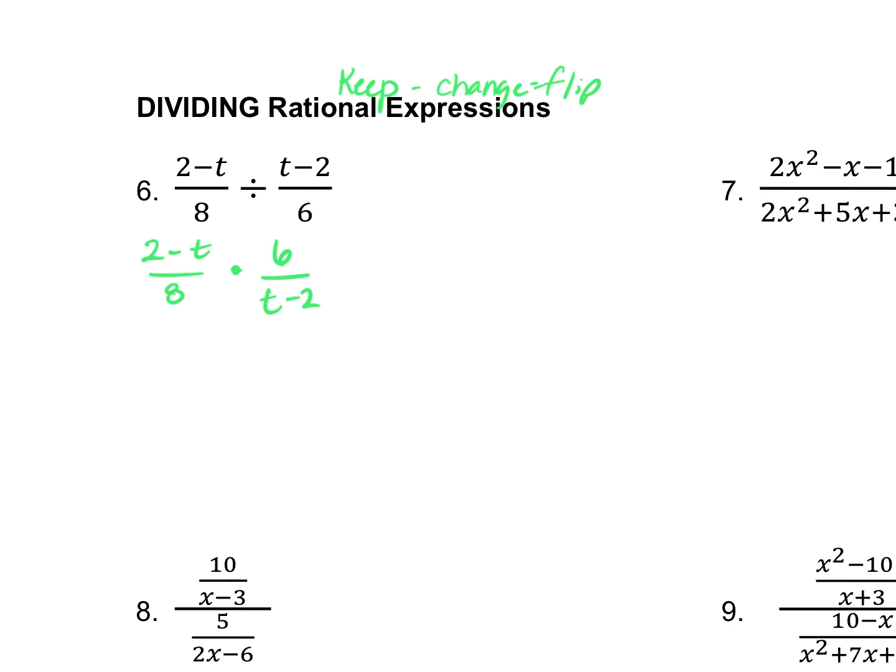Again, I have that one little thing where this looks like this, but I have to take out and make it a negative. So I'm going to change it to negative t minus 2 over 8 times 6 over t minus 2. Okay, cancel now. We can cancel this one with this one. The 8 and 6 can reduce. So this reduces to, divide by 2, we get a 4. Divide this by 2, we get a 3. So don't forget we have a negative here, so we wind up with negative 3 over 4.